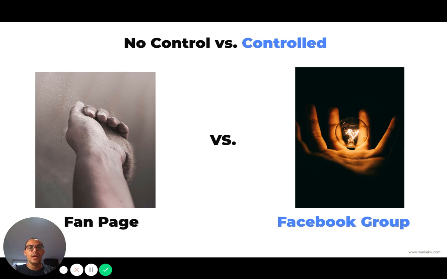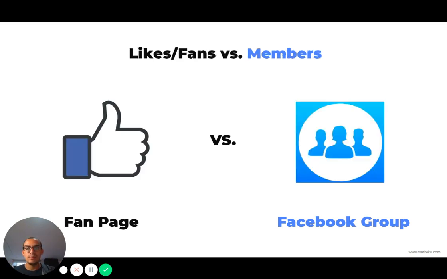With a group, if someone is saying something insulting, using bad words, you can basically block them. So there's more control of the quality of the content, and that just builds a better community for your business or for your NGO, or your organization, basically.